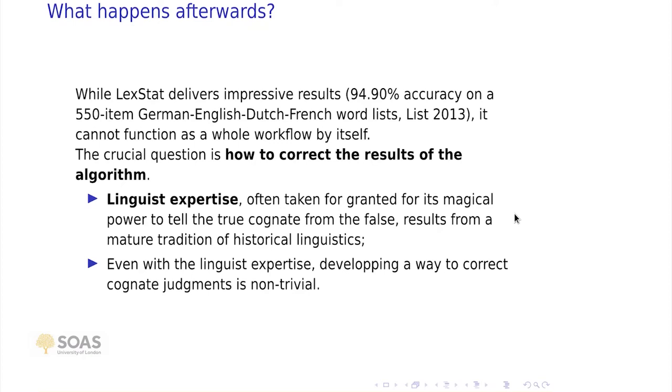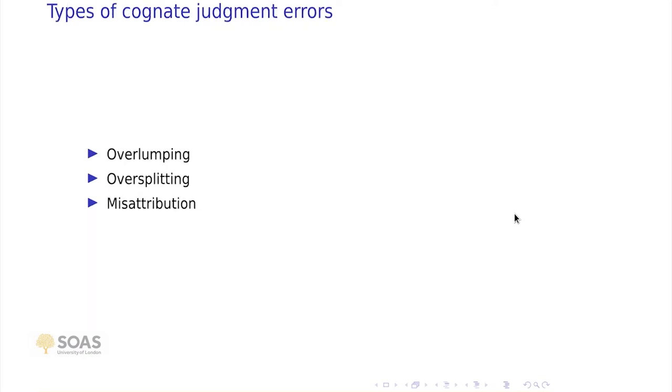And the second issue is what I will call the Chinese typewriter problem. Even with linguistic expertise, it's quite non-trivial to think of a way to correct cognate judgments. This is a very logical kind of inventory of cognate judgment errors: overlumping, oversplitting, and misattribution. I tried to talk in terms of overcorrection or type one, type two errors, but it doesn't work like this.